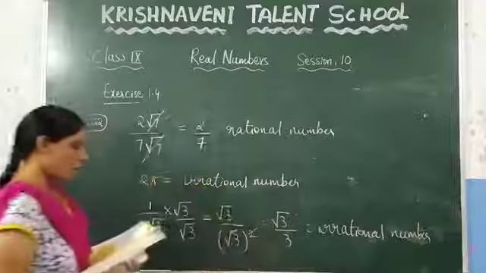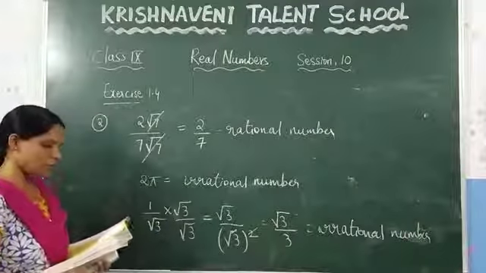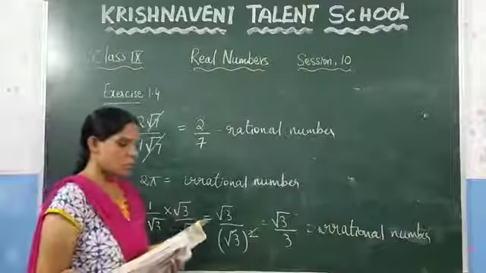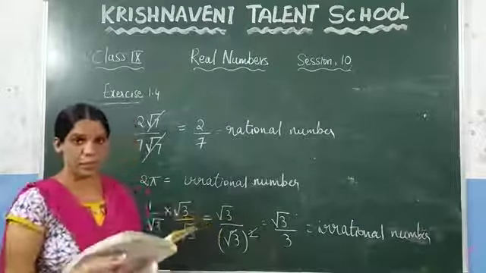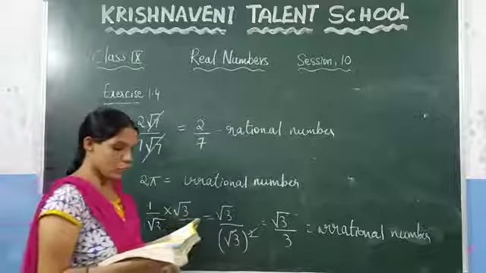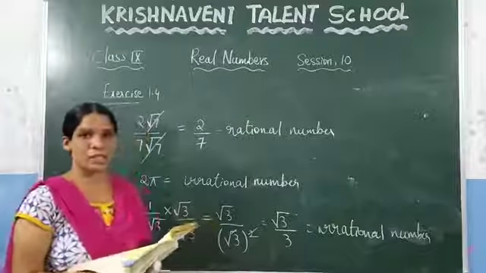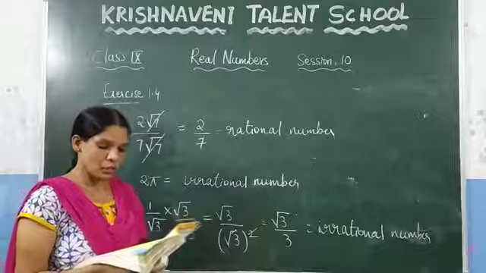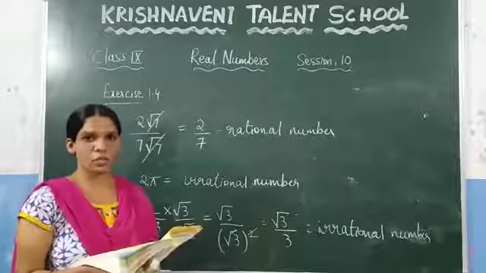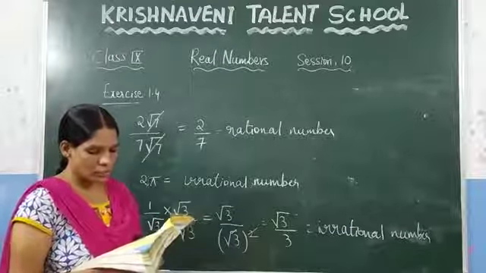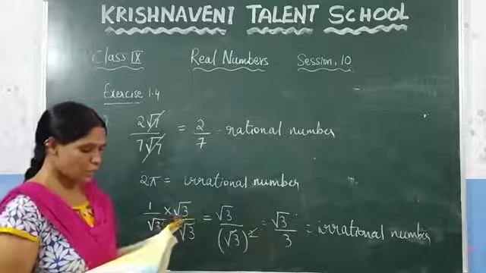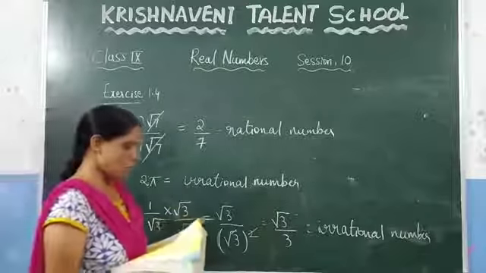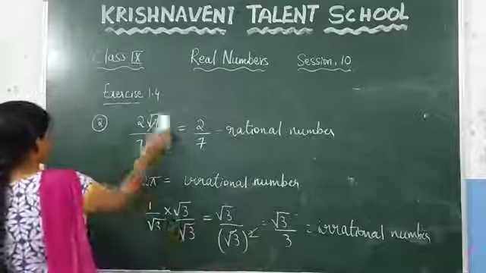Okay. And the next question you can do it. What is the question given here? 2 plus root 2 into 2 minus root 2. You know that it is in the form of a plus b into a minus b. What is the value of a plus b into a minus b, which is a square minus b square? So you will get 2 square minus root 2 whole square. And after solving, what you will get? 4 minus 2, which is 2, which is a rational number. You can do that as homework. Now see the third question.